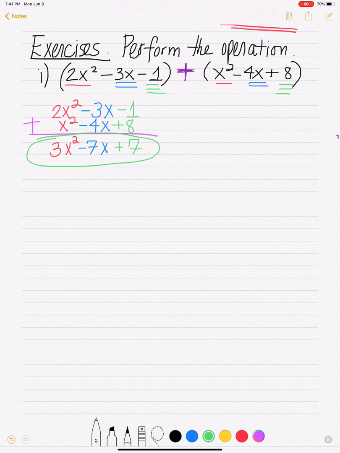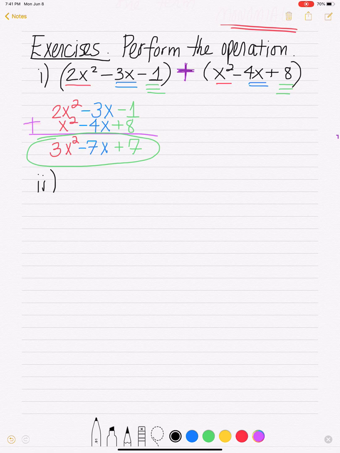Yeah, so you can't combine the square term with the x term. You can't combine the x term with the constant term. So these are unlike terms. Squares are different than x's. X's are different than constant terms. So this is your final answer. All right, let's do another.